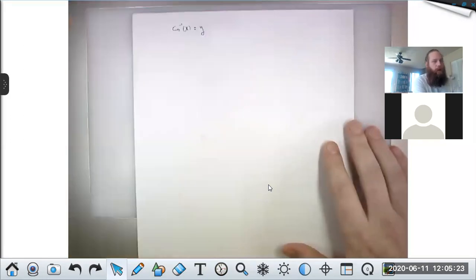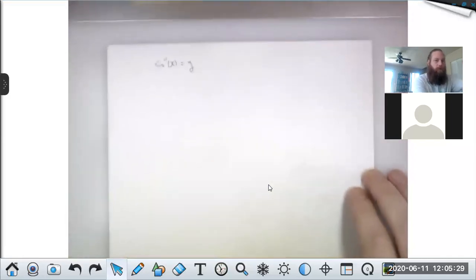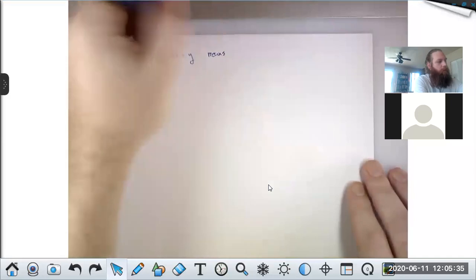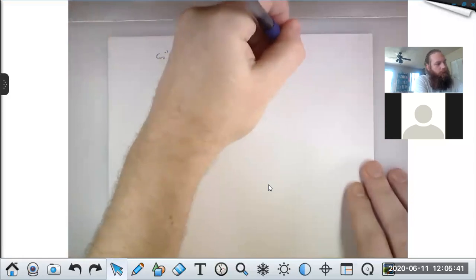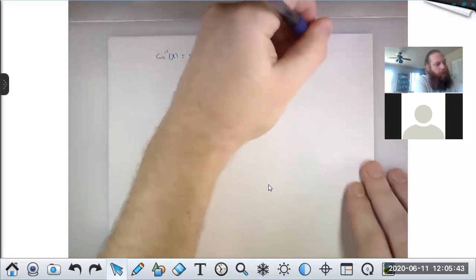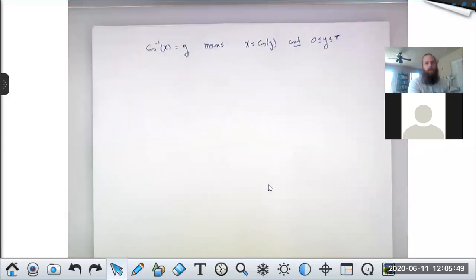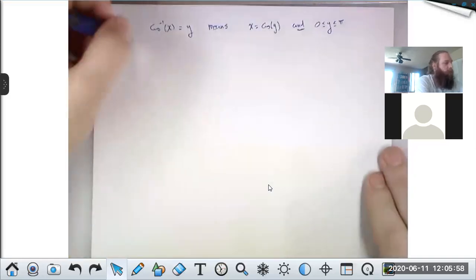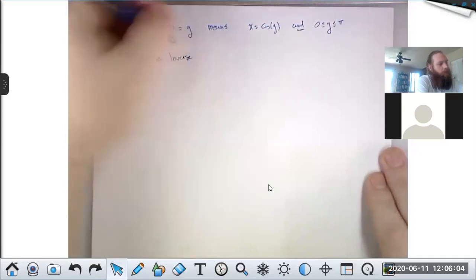So cos^-1 of x is equal to y. Let me zoom in a little bit more. This is the inverse cosine function. This means 2 things. First, it means that x is equal to the cosine of y, and that 0 is less than or equal to y is less than or equal to pi. It's the arc cosine, the inverse cosine function, which is different from 1 over cosine or the negative power. So this is an inverse function, the inverse of the cosine function.